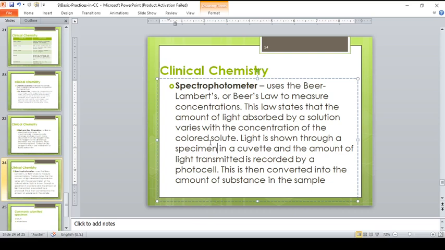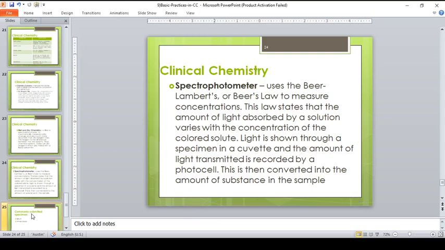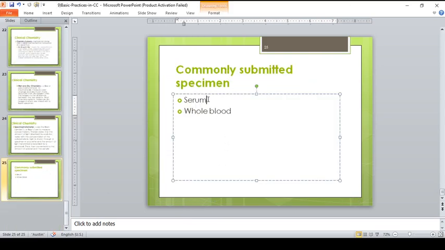So spectrophotometer will be further discussed in your clinical chemistry 1 when you reach second year, second sem. Okay, so the commonly submitted specimen for clinical chemistry is mostly serum. Pwede rin naman plasma, but serum is more commonly submitted than plasma, and whole blood. Whole blood is for what test again? HbA1c, hemoglobin A1c. So that is for the clinical chemistry section.